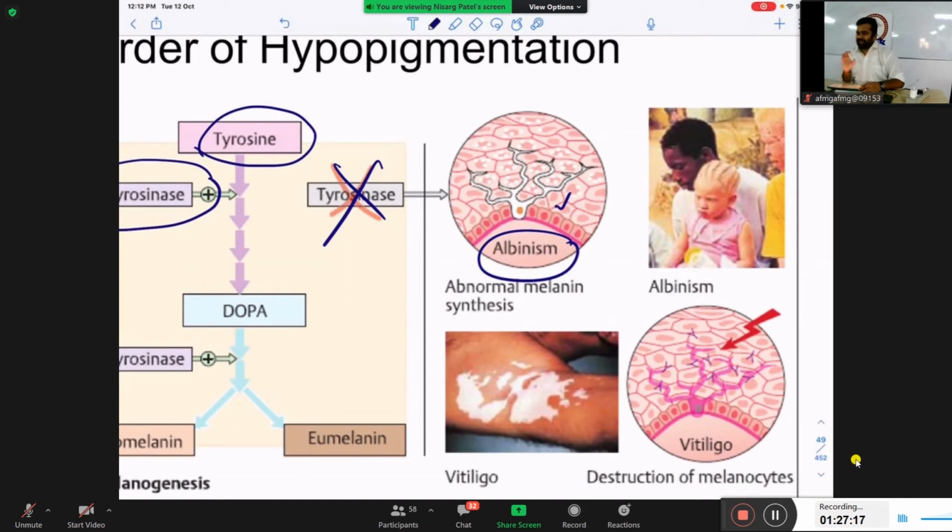So generally they ask MCQs like this: in albinism, what is present, what is absent? Melanocyte is present, melanin is absent because the enzyme is absent. And what is the disease they ask? It is an autosomal recessive disease. So 3 things you should remember.